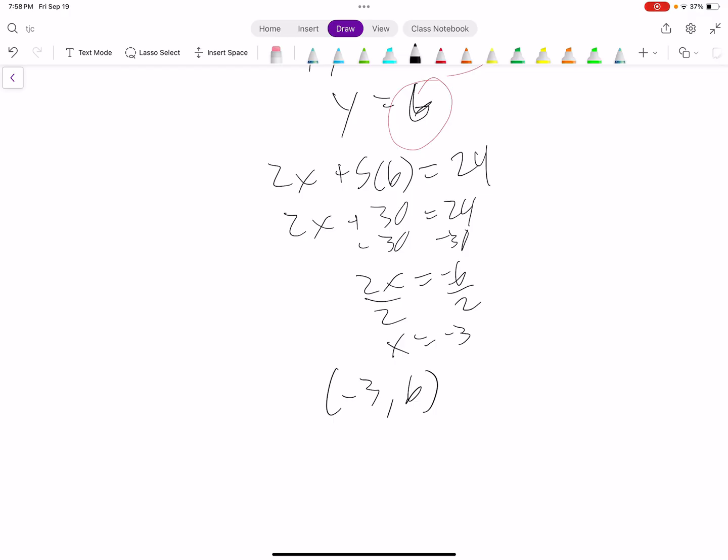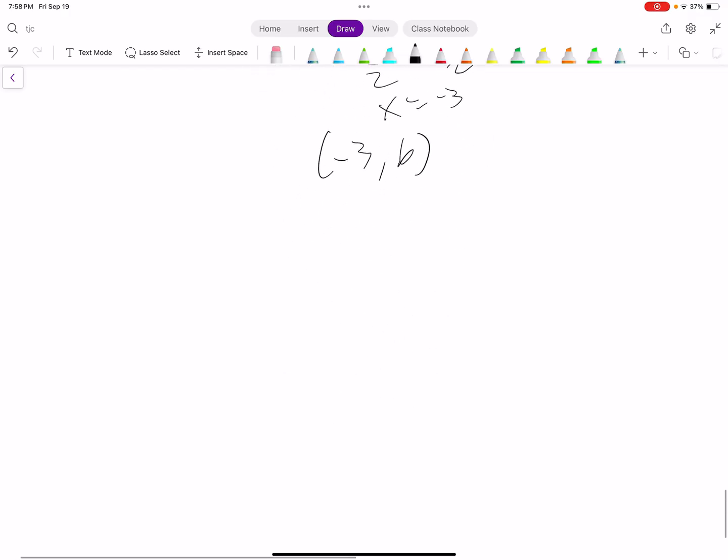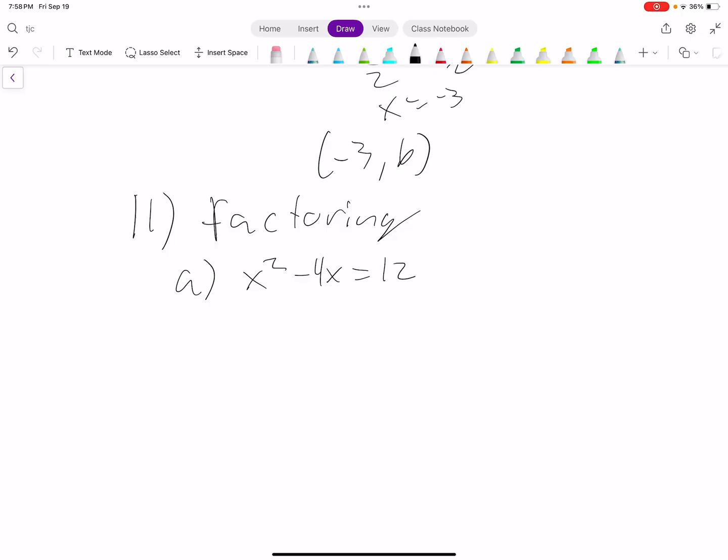Now let's move to question 11. Question 11 is multiple questions here for practice. So we'll go through each one. So these are factoring. So we're factoring in question 11. So part A is factor x squared minus 4x equals 12. So in order to factor, you need to move everything to the left-hand side, which I'll do by moving the 12 over.